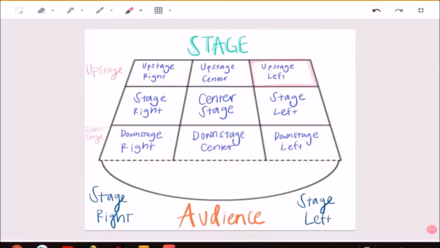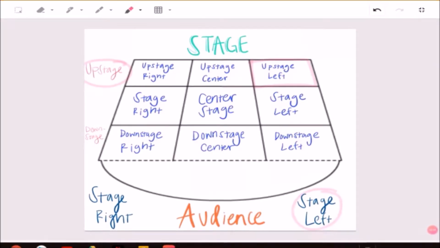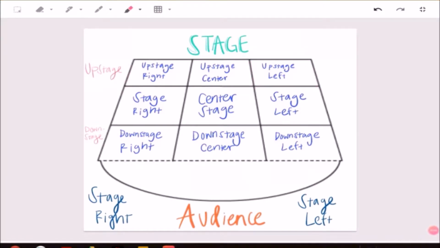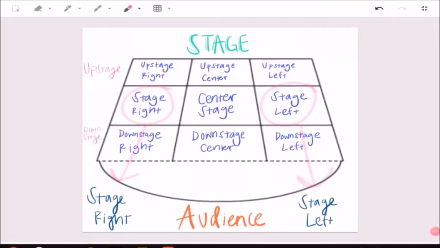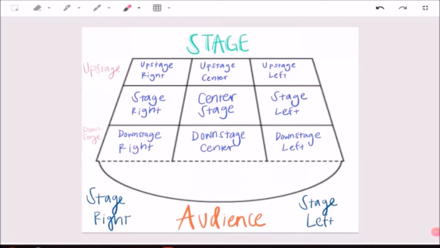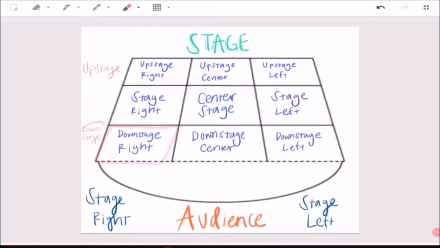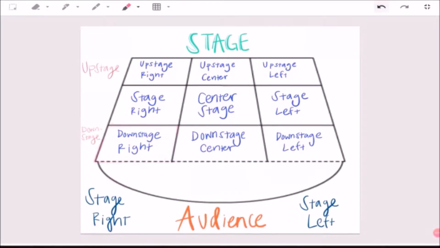For example, this is upstage left. It is upstage and stage left, so it is given that name. These are called stage right and stage left because there is no need to classify it as part of the center stage. You may also just say upstage and downstage instead of upstage center and downstage center, but it is there for the visual. In this second example, we see that this position is downstage and on the right side of the stage, so it is given the name downstage right.